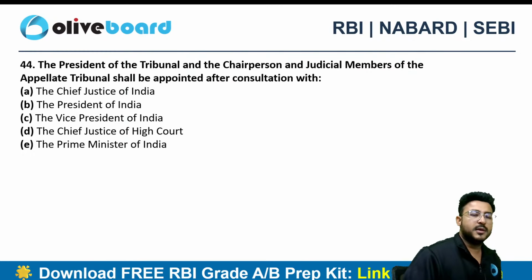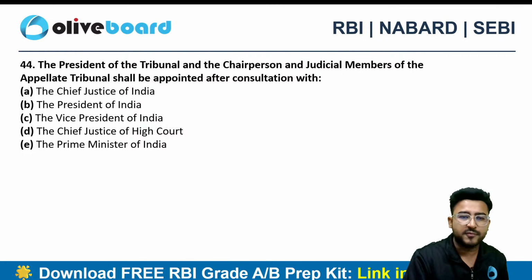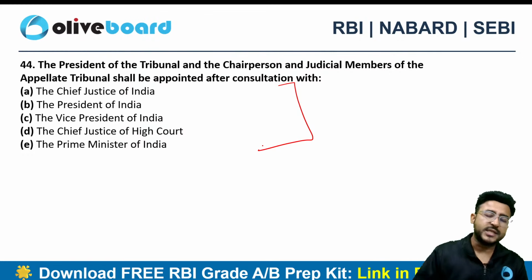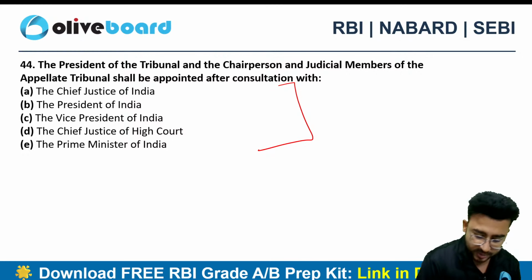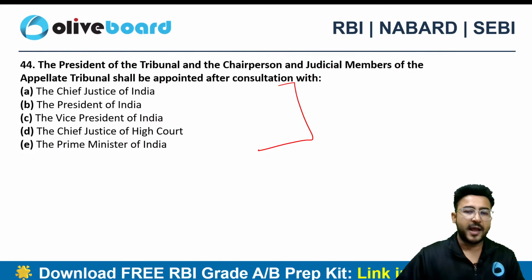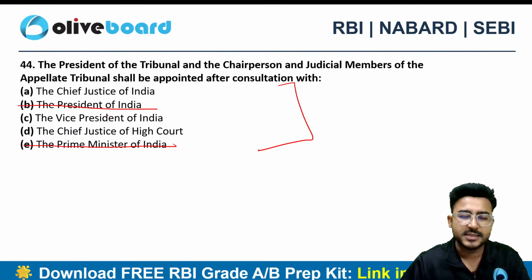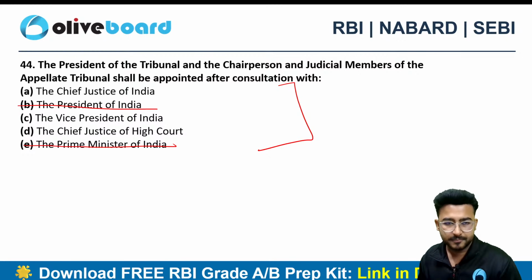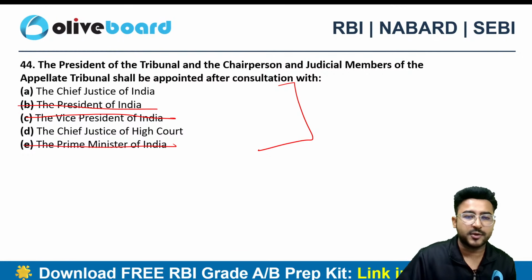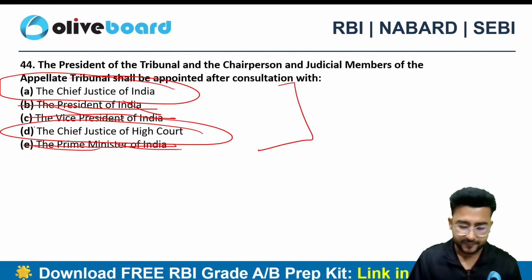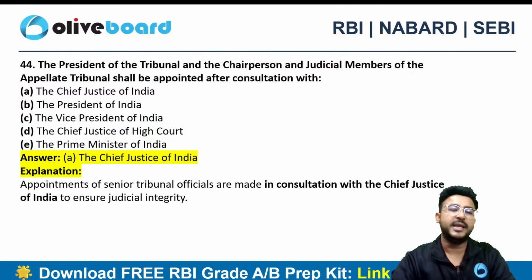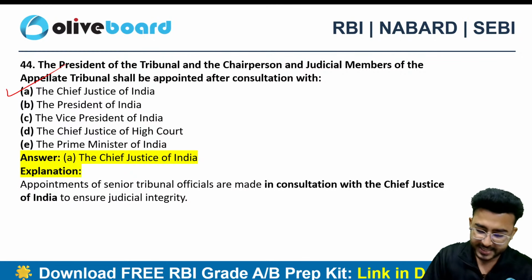The president of the tribunal and the chairperson and the judicial member of the appellate tribunal shall be appointed after consultation with whom? CGI, President, Vice President, Chief Justice of High Court or Prime Minister of India. देखो प्राइम मिनिस्टर और प्रेसिडेंट के पास इतना सारा काम ये तो नहीं है ना कि हर चीज के अंदर वो इन्वॉल्व रहेंगे, तो दो ऑप्शन तो यहाँ सीधे एलिमिनेट हो रहे हैं. You guys will be able to eliminate at least these two options, right? Vice President of India, obviously this cannot be the answer. So यहाँ पे तीन options तो already you can eliminate. So I have only first option A, Chief Justice of India and Chief Justice of High Court as of now. The correct answer is Chief Justice of India, CJI. Okay, CJI is the correct choice.